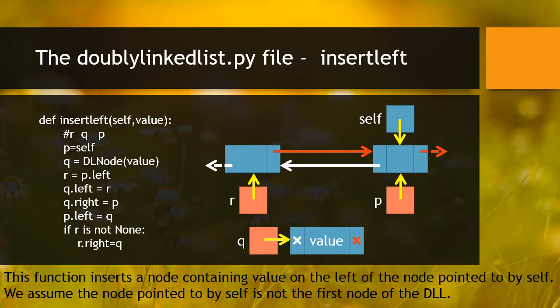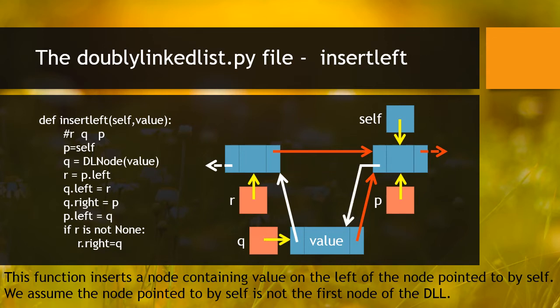Now we set Q dot left equals R. So the white pointer of Q points to the node that R points to. Q dot right equals P. The red pointer of Q points where P points. P dot left equals Q. The white pointer of P should point where Q is pointing.